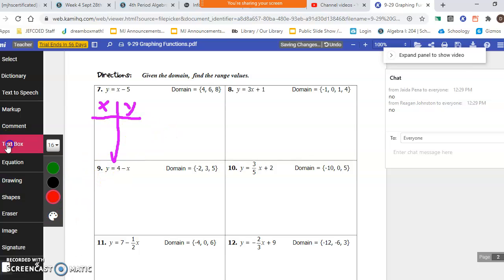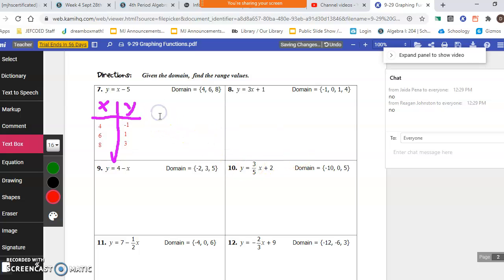Now we're just going to substitute those values in, create our function table, and then list out our range. My x values are 4, 6, and 8. Coming over here, we substitute those values into the equation. So we would have 4 minus 5, which would leave me with a -1. Then we have 6 minus 5, that would leave me with +1. And then 8 minus 5, that would leave me with +3.